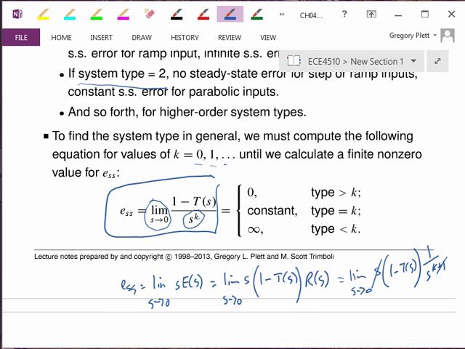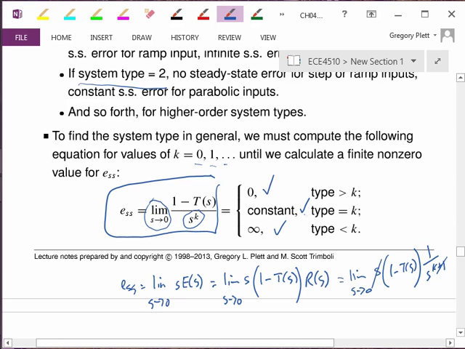So choose a value of k, compute this limit. If the limit is equal to 0, that means try again. The system type is bigger than the number k that I tried. If I get some constant non-zero value, then I have found the system type, and I have actually found what the steady state error is also. It's that constant value. If I compute the steady state error equals infinity, then I tried too large a k, and I have to try again with a smaller value of k in order to find the system type.